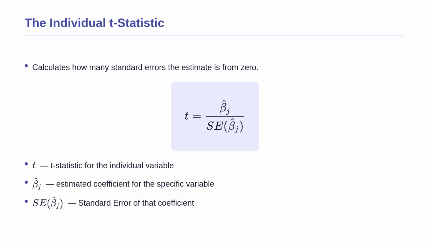Conceptually, this formula calculates how many steps of random noise our measured effect is away from zero. Let us break down the symbols. The letter T is the test statistic for our individual variable. The symbol beta hat sub j represents the estimated coefficient for the specific variable we are testing, showing its measured effect. The denominator SE of beta hat sub j is the standard error of that coefficient, acting as a measure of uncertainty or fuzziness around our estimate. As the estimated coefficient gets larger or as the uncertainty gets smaller, the t-value increases. A larger t-value makes us more certain that the variable is truly impactful.